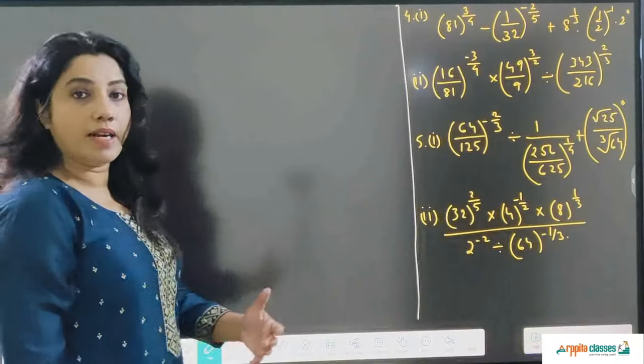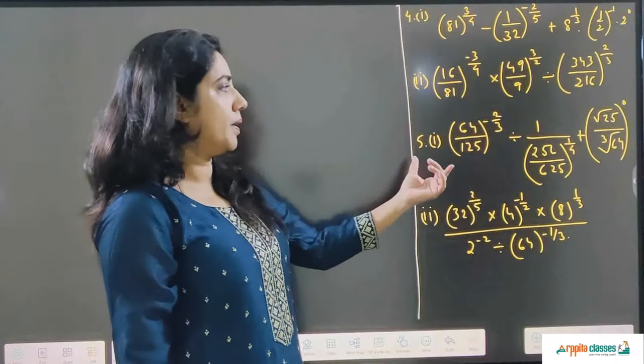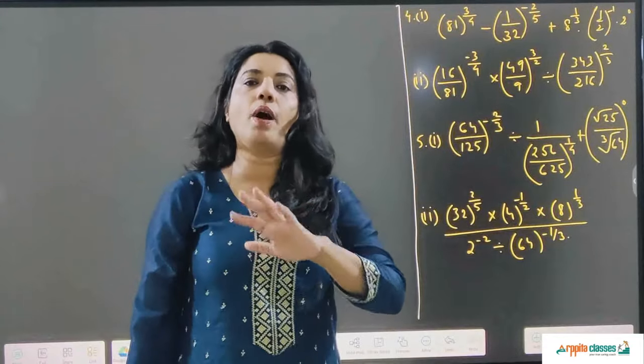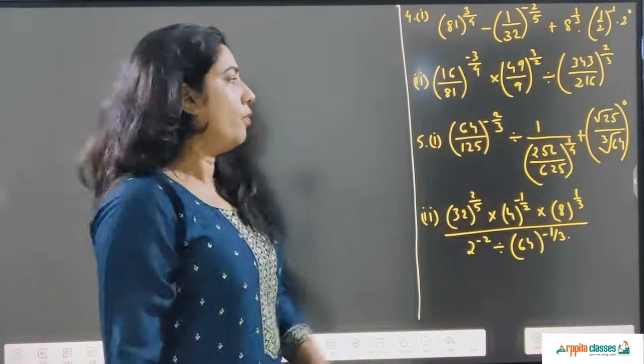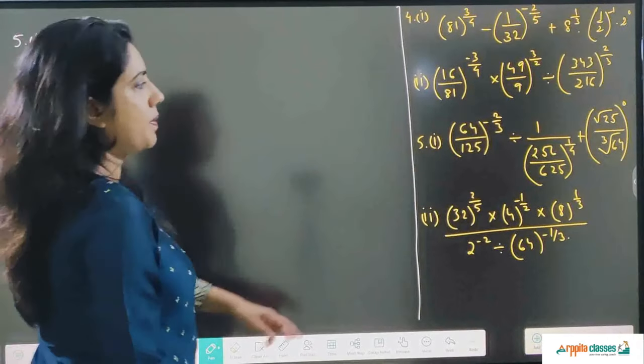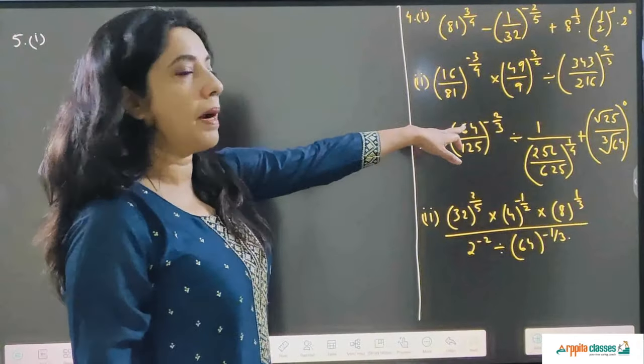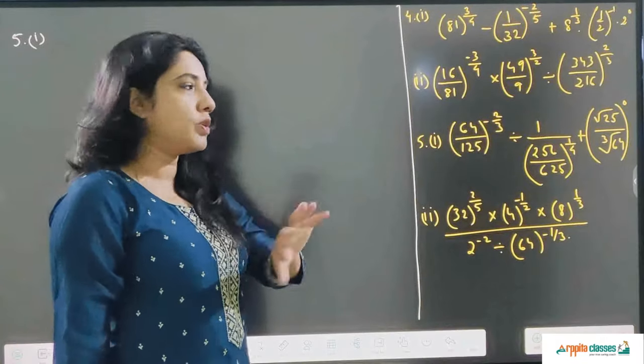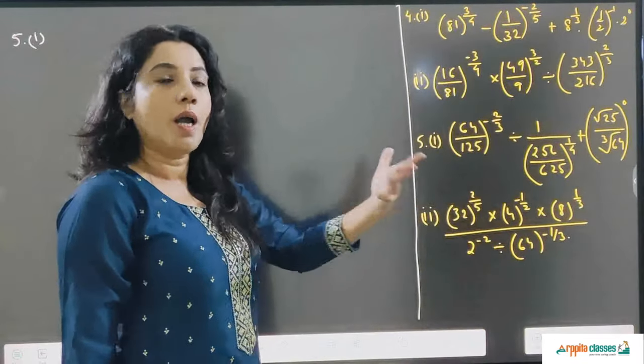Okay. Since you have understood how to do the sums, you can do the sums on your own, pausing the video, and then get the answer checked from the video. Let us do the first question. So the first part is 64 upon 125 to the power minus 2 by 3. So my first job is to convert the indices into positive ones.